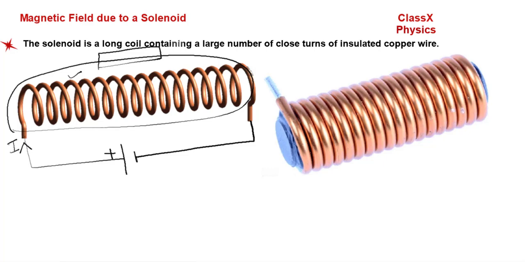There are certain things which affect the magnetism of a solenoid. Which are these? First, the magnetic strength of the coil depends on the amount of current flowing in the circuit. If we need to increase the magnetism of the solenoid, we should increase the amount of current flowing in it. Second, the strength of magnetism depends on the number of turns per unit length.